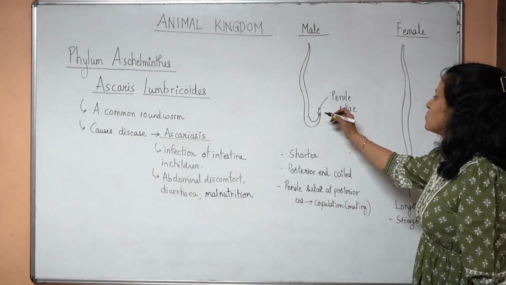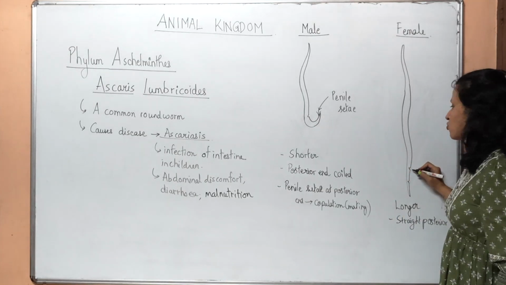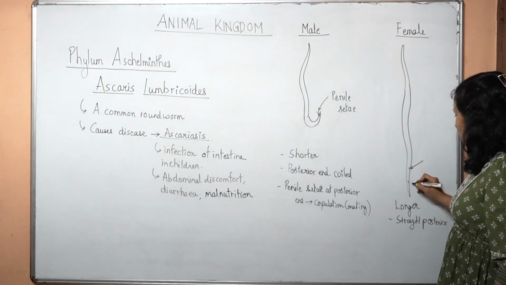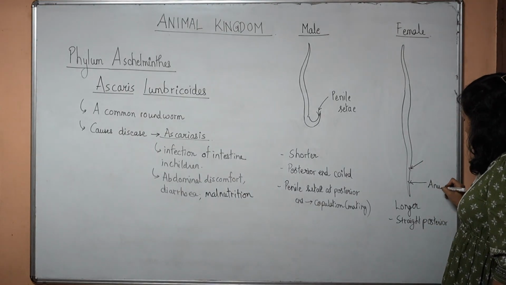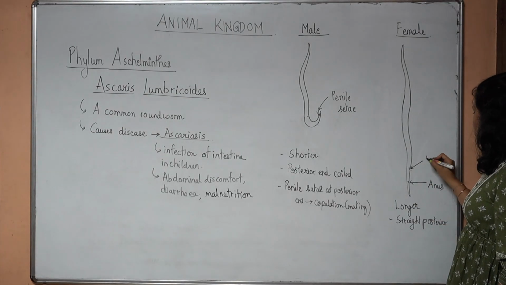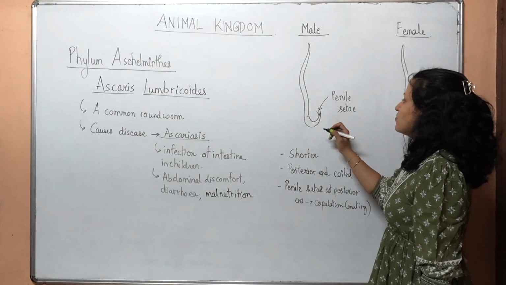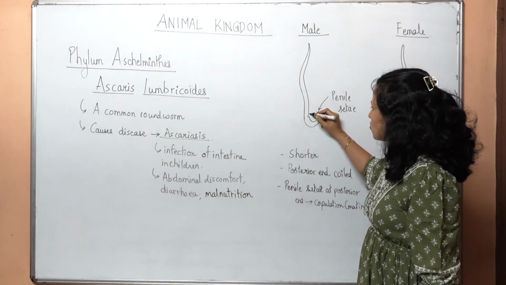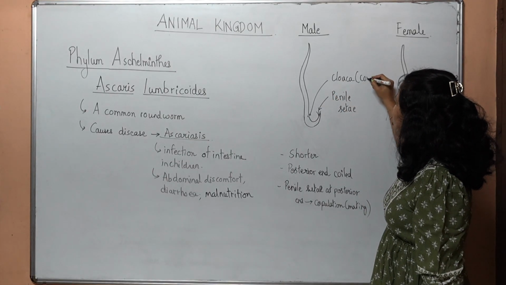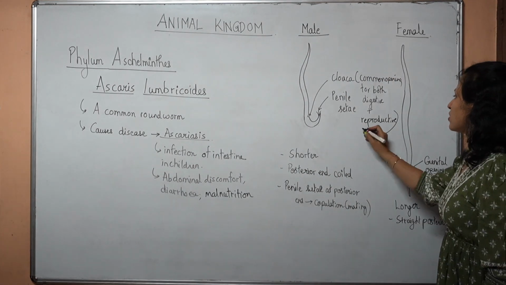What else? There is one opening seen in the male towards the posterior end, but there are two openings seen in the female towards the posterior end. In the female, one will be the mouth on top and the anus, and the other one that you see over here is the genital opening or genital pore. However, in the male, there is just one opening, and this opening is said to be the cloaca, which is a common opening for both digestive and reproductive functions.